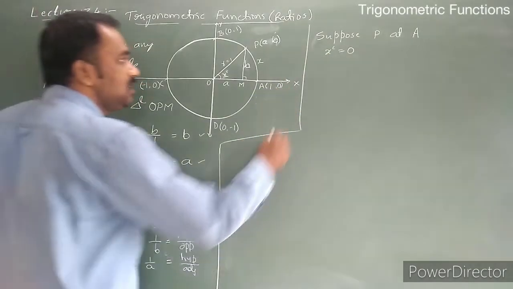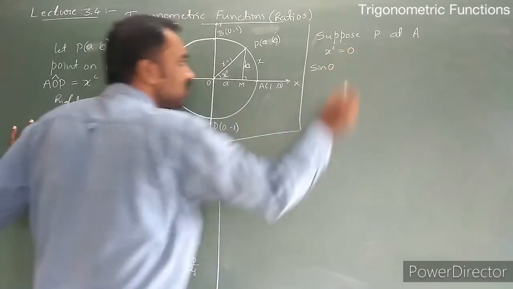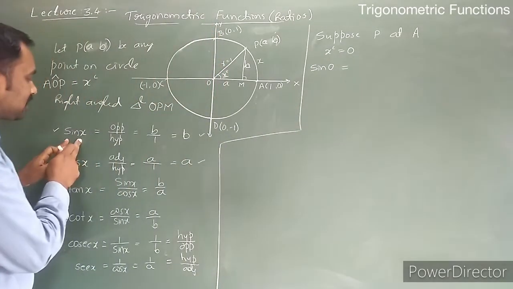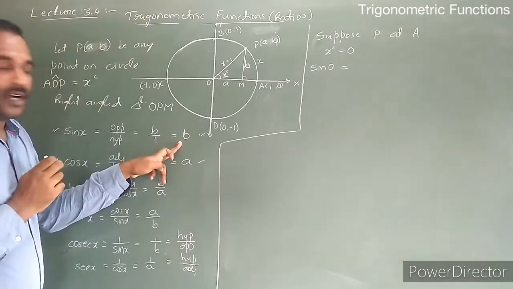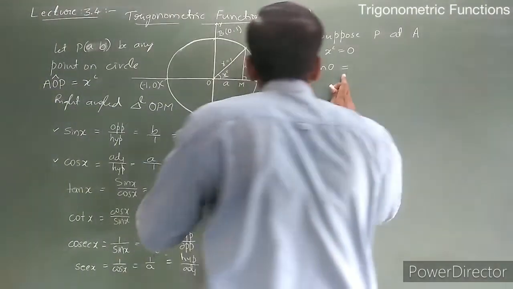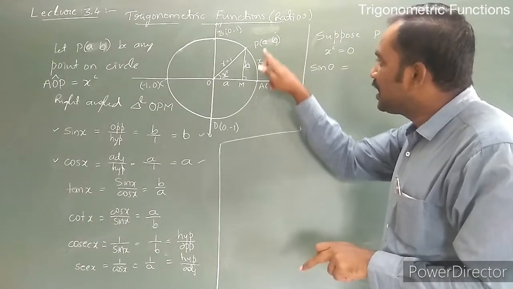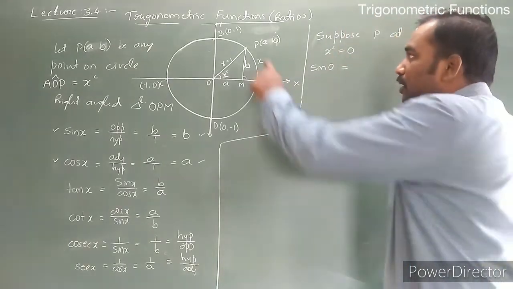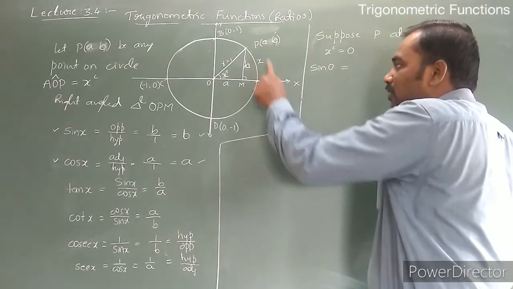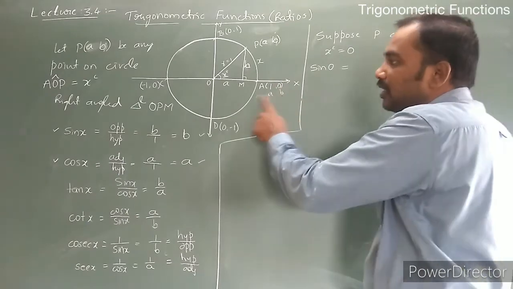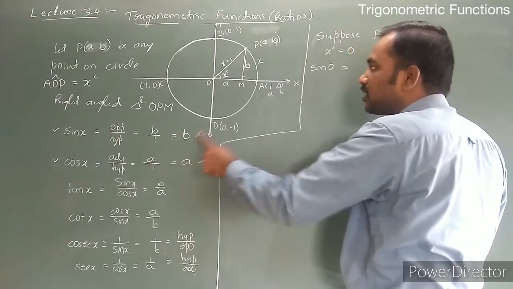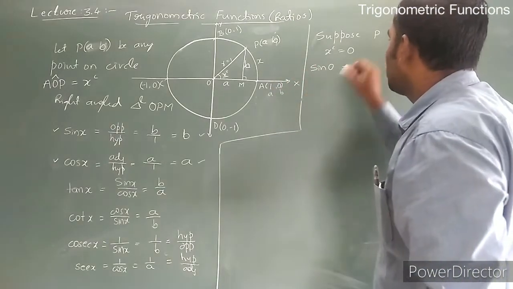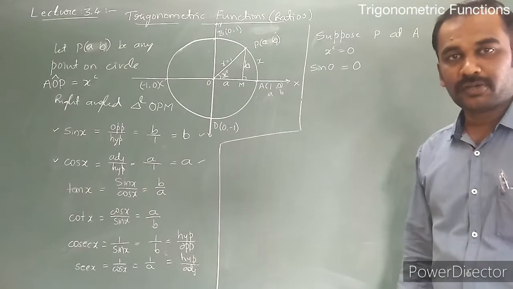What is sin 0? Sin x is equal to how much? B is that. What is the B value? This point P lies here. This is the (a, b) value. P point lies here. So A value is 1, B value is 0. Sin x definition is what? B. Then from here, what is the B value? B value is 0. That means sin 0 is 0.